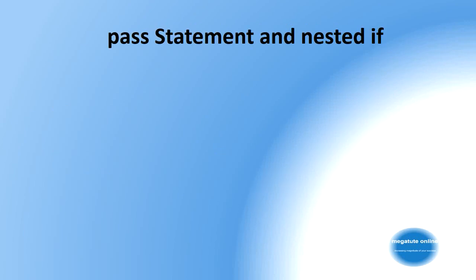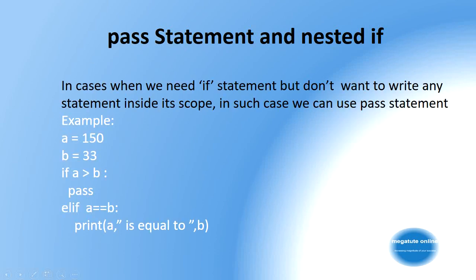Next comes the pass statement. In many problems, we have to use a statement, but we don't want to execute any code inside that. I'm more concerned about the else part of it. So in such cases where we don't want to execute anything, we can use a statement called pass. Let's have a look at this particular example where we have stored A 150, B 33, and I'm checking if A is more than B. I'm just saying pass. So that means if this condition happens to be true, it's not going to do anything.